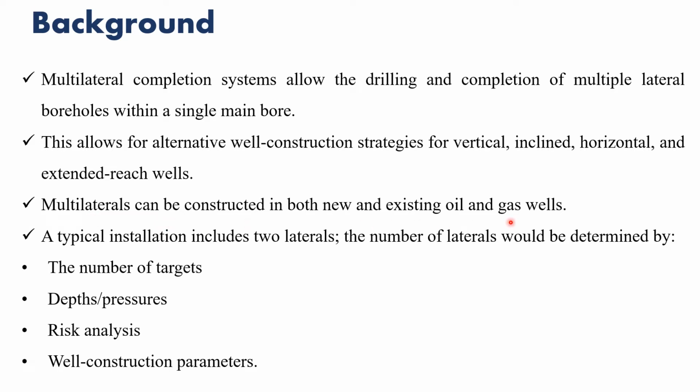So from an existing oil or gas well, we will have a multilateral production system or a completion involvement, where from the existing well we will extend the secondary borehole towards a new or discovery well. A typical installation includes two laterals. The number of laterals will be determined by the number of target zones available, depths or pressures from the transient test connected, risk analysis and well construction parameters. So all these four parameters will directly affect the number of laterals to be chosen for a typical operation.